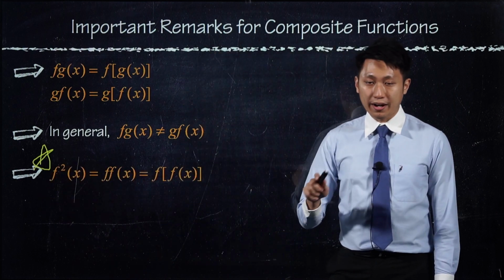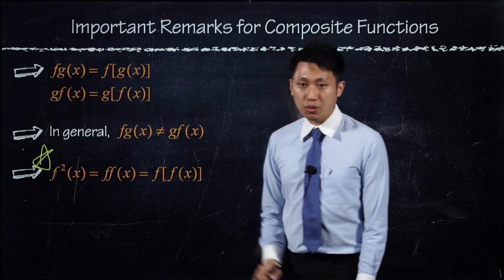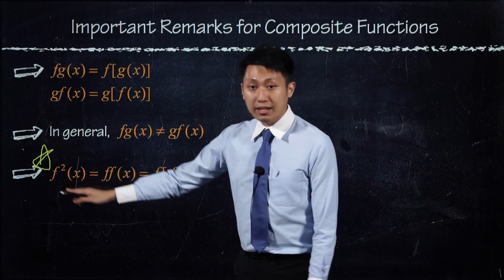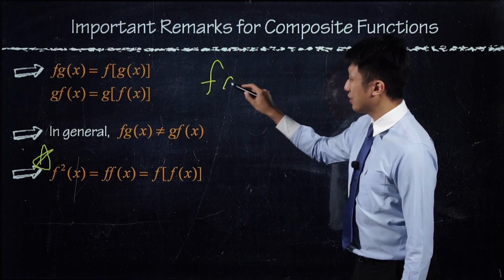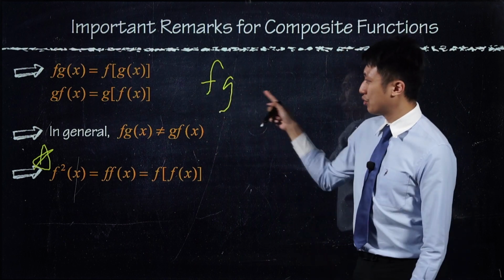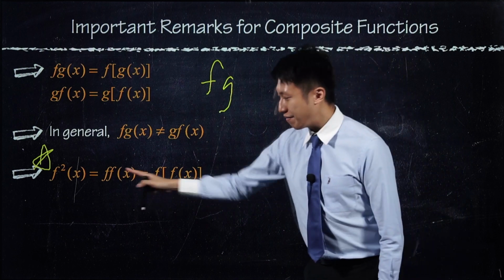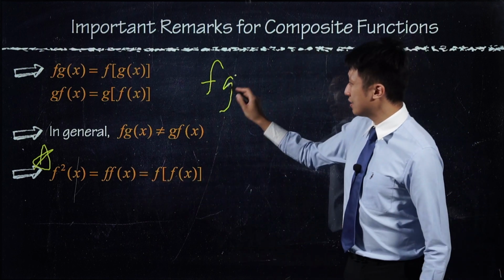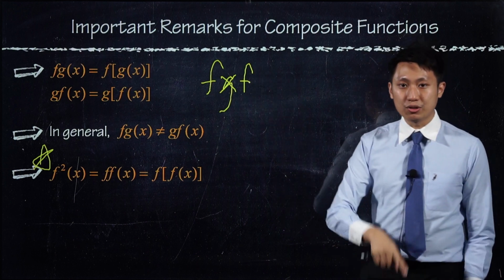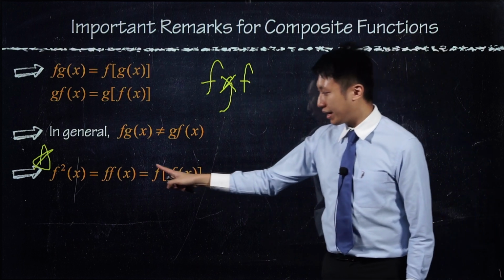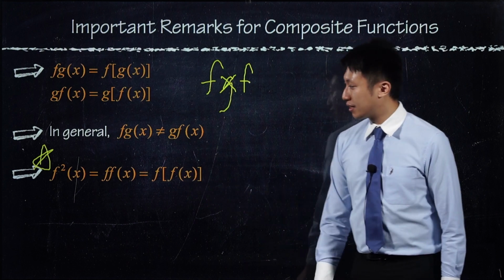F square does not mean the square of the function. It means it composites itself. If you have f composite g, then you do g first, then you do f. Now ff means you change this one to f. You do f already, then with the output you do f another time. Then you get f bracket fx.